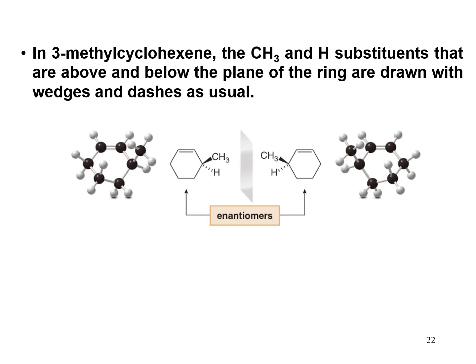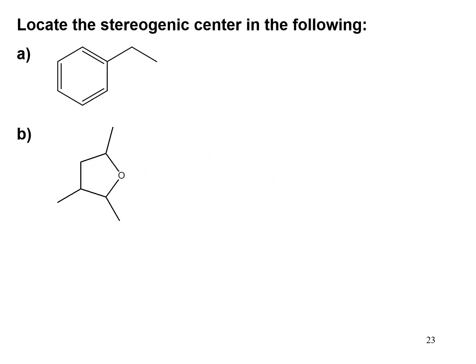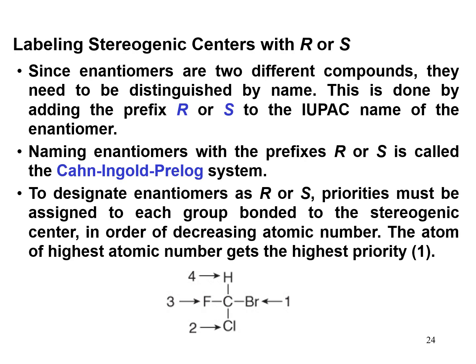So in 3-methylcyclohexane, the CH3 and H substituents that are above and below the plane of the ring are drawn with wedge and dash as usual. This one has 1, 2, 3 stereogenic centers, therefore 2 to the power of 3, that is 8 stereoisomers, are there.